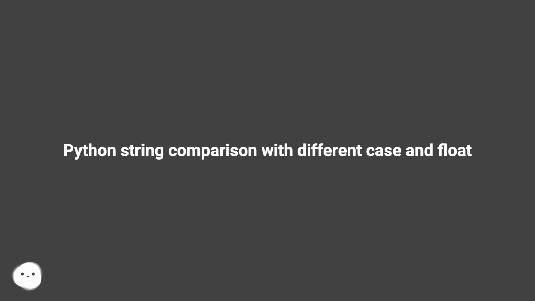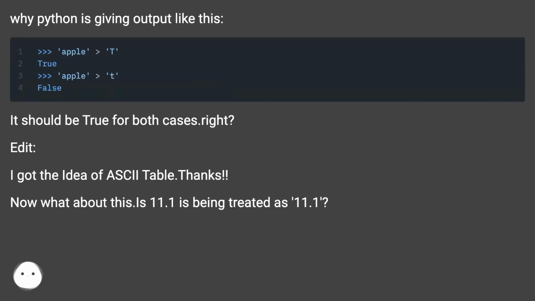Python string comparison with different case and float. Why is Python giving output like this? It should be true for both cases, right? Edit: I got the idea of the ASCII table. Thanks. Now what about this? Is 11.1 being treated as "11.1"?